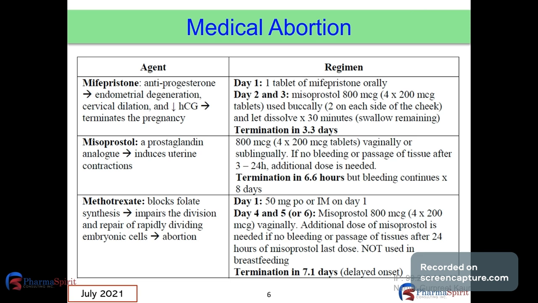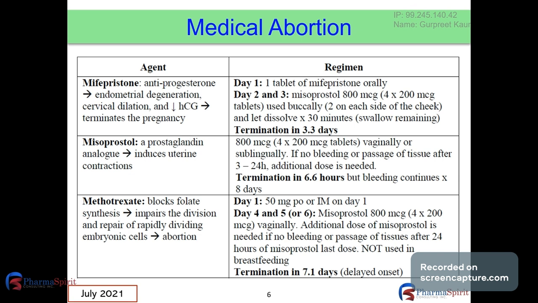The last regimen is the methotrexate-based regimen. Methotrexate is a drug that blocks folate synthesis, as you all know, and this impairs the division and the repair of the embryonic cells, and this leads to abortion. On day one, the female will take 50 milligrams orally or IM of methotrexate, and then on day 4 and 5 or 6, the female will take misoprostol 800 micrograms, same thing, 4 tablets of the 200 microgram, and the female will use them vaginally.